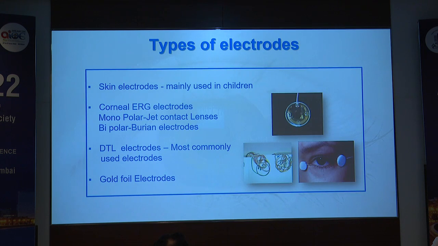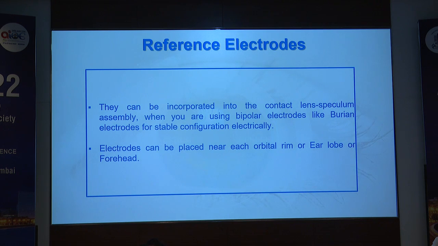Then we have got the skin electrodes that are mainly used in children. The corneal ERG electrode consists of 2 types, the monopolar, those are jet contact electrodes, and the bipolar, that is the Burian electrode. But the most commonly used electrodes are the DTL electrodes. Also, we have gold foil electrodes. The reference electrodes are incorporated into the contact lens speculum assembly when you are using a bipolar electrode, such as a Burian electrode, for stable configuration.